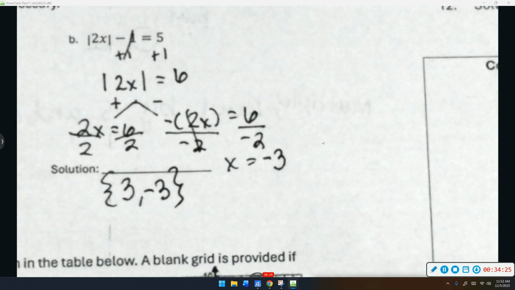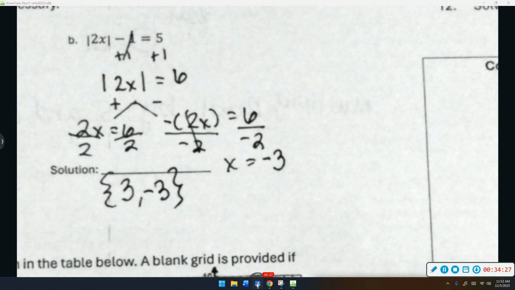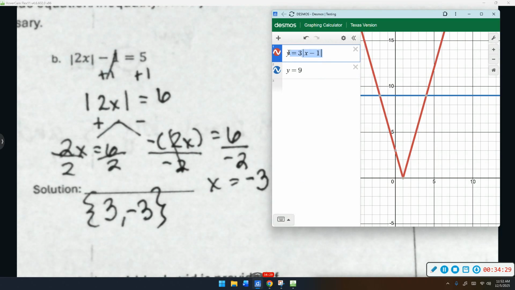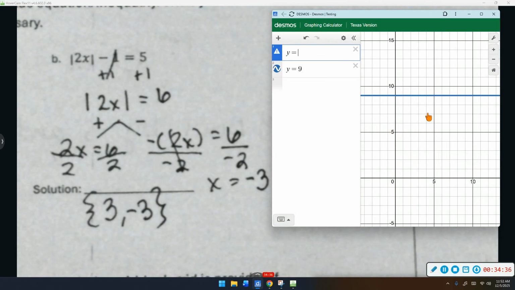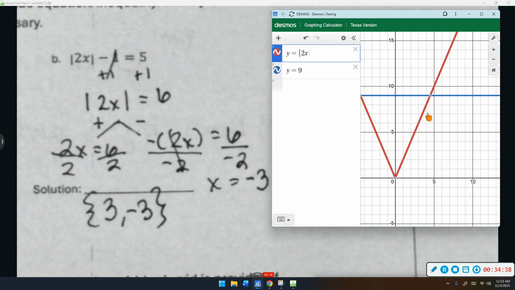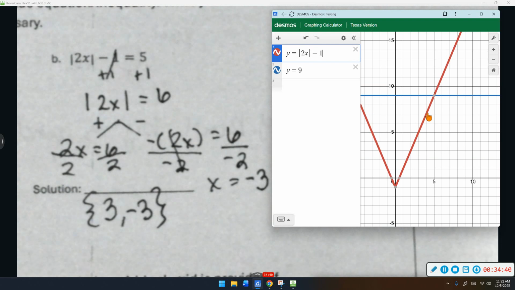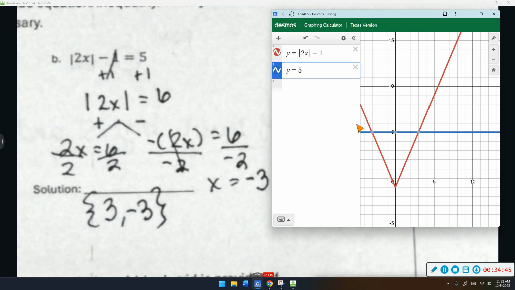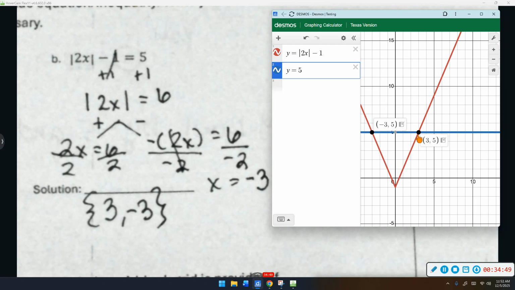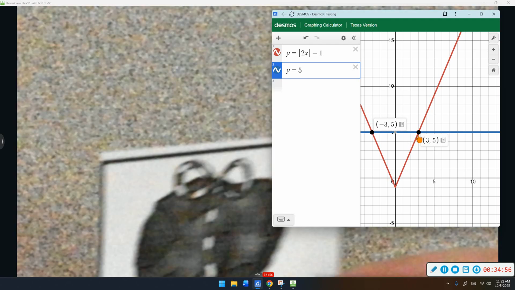Okay? Now, I can also check on the calculator. Remember, I would do the left side in the first y, so absolute value of 2x minus 1, and then this one would be y equals 5. And we see, where do they intersect? Oh, look, the x's are -3 and +3. Okay? All right, let's see what our next symbol is, or our next thing is.